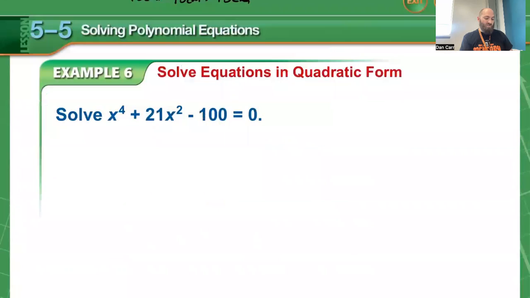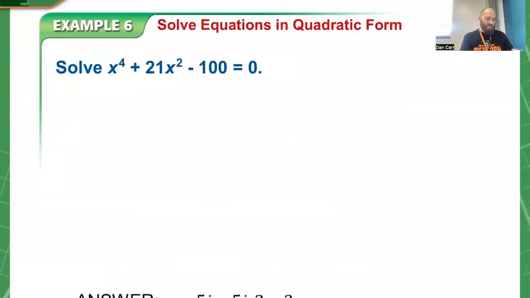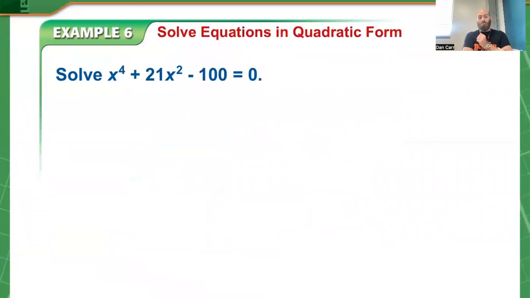The other solving we'll have to do is right here. Let's get a little bit more complicated. So x to the fourth plus 21x squared minus 100. We didn't talk about this in the previous video because this one is a little bit different. We only have 3 terms. We also jump from x to the fourth down to x squared. So here's what we can do with this problem.